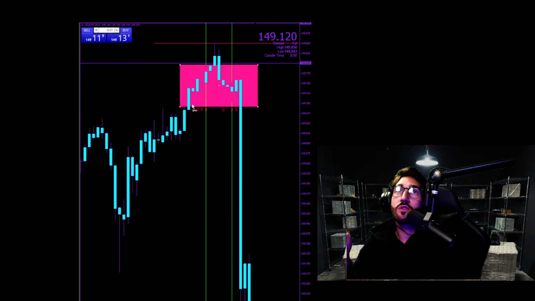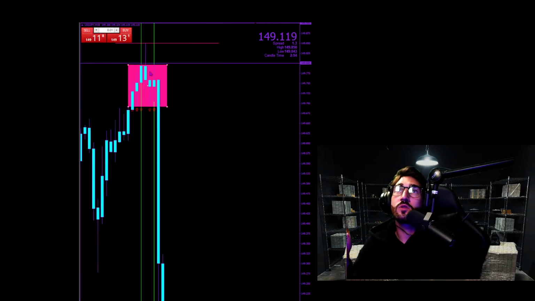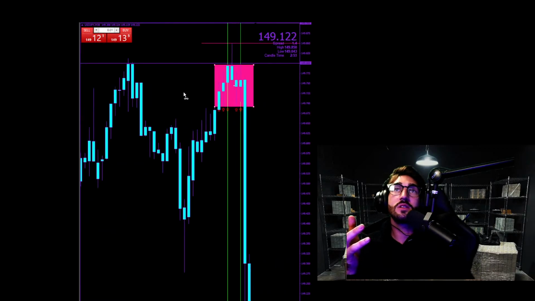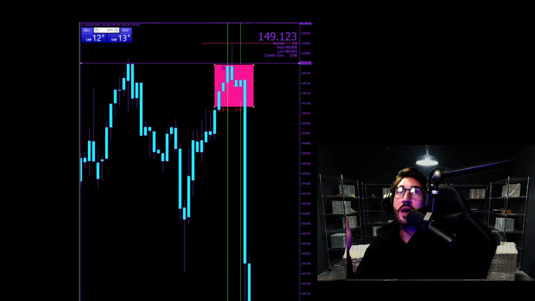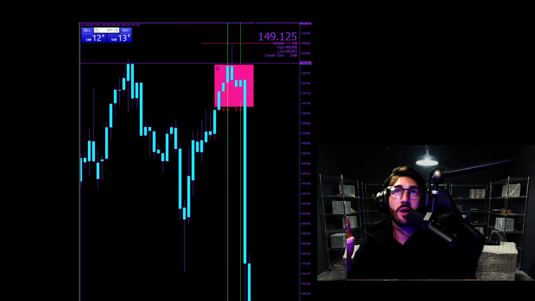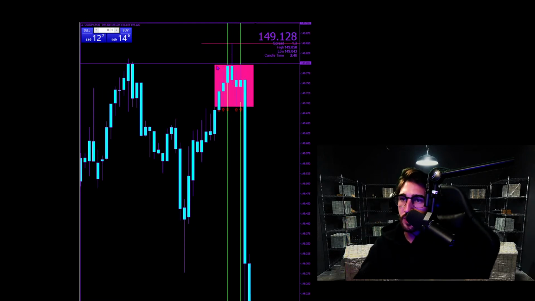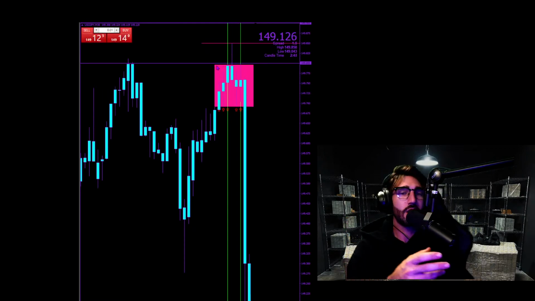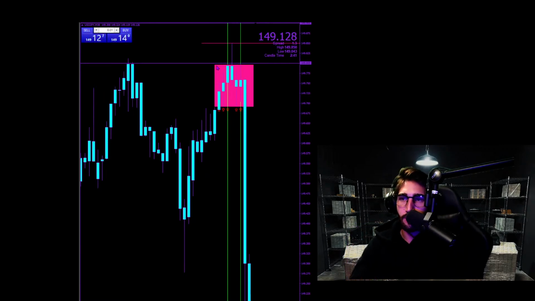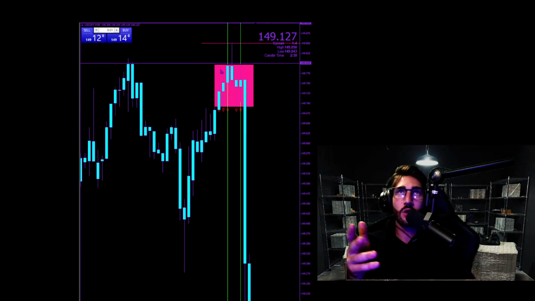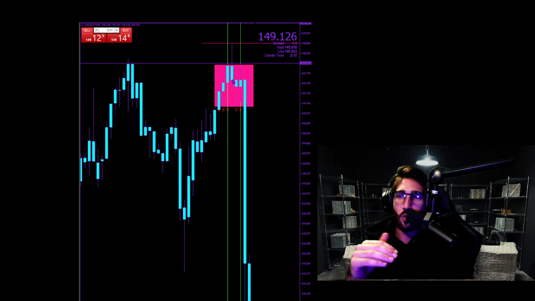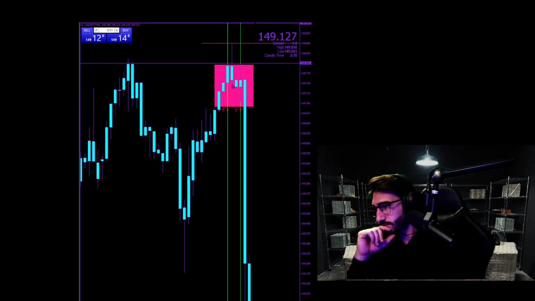This is just the 15-minute candle, which we can go to the 30-minute candle. You can see that the 30-minute candle pulled back into the consolidation box right before the 30-minute candle closes. So this is why it's important to watch the higher time frames. The 30-minute candle closed below 149.8.